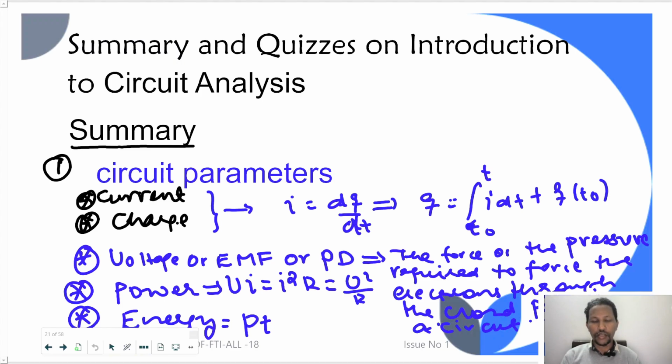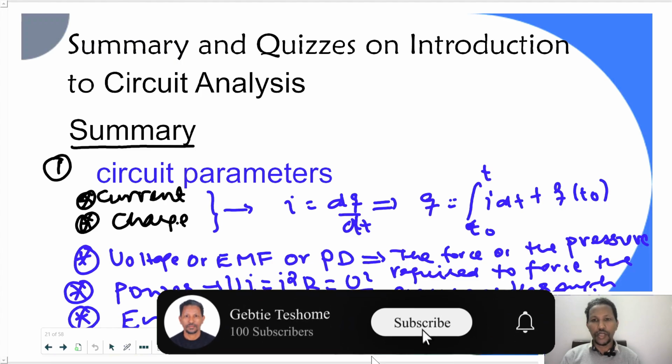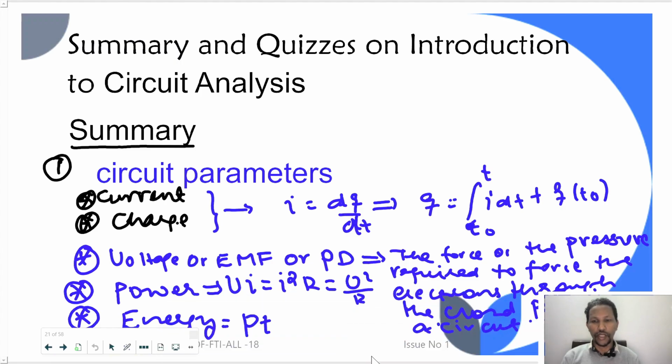In the last consecutive session, we have seen from the preliminary concepts up to the reduction of circuit analysis. So to conclude this chapter, the introduction part, we are going to see the summary and quizzes, certain quizzes or problems which will be solved by the students or anybody who uses this video lecture. So we are going to see the summary and quizzes on introduction to circuit analysis.